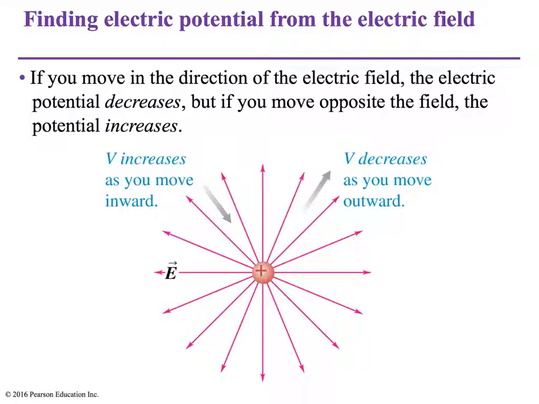And so here we see that represented in this picture. If we are moving out parallel to the direction of the electric field, our potential value is going to decrease. And of course, if we move in the opposite direction of the electric field, the potential is going to increase, sorry, potential will increase as we go inwards.